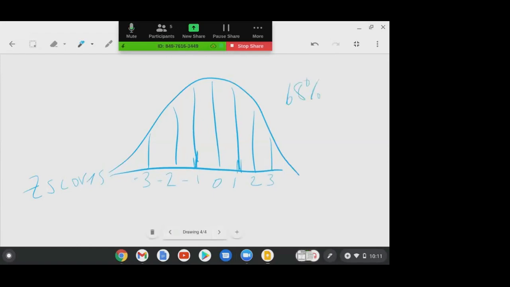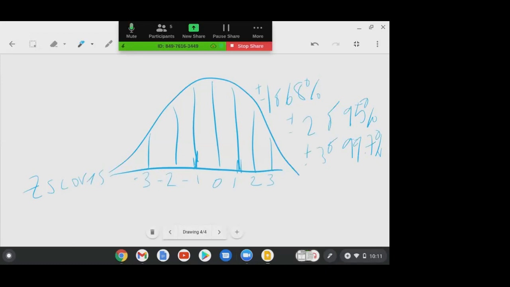So ±1 standard deviation, plus or minus, my brain got ahead of my hand. ±2 standard deviations is always 95%. And then ±3 deviations is always 99.7%. So I write that there just so that I'll remember it. If you remember those numbers, you don't even have to write it.